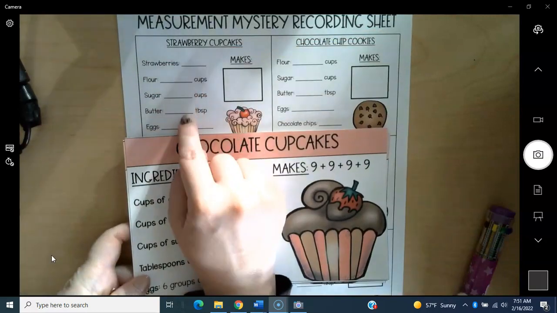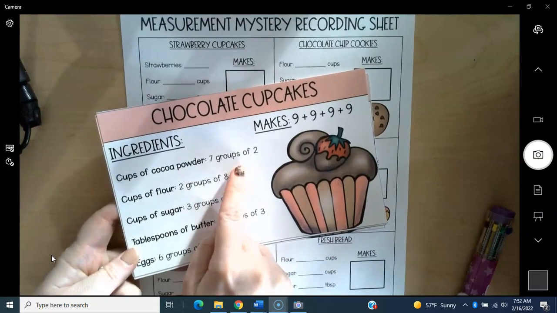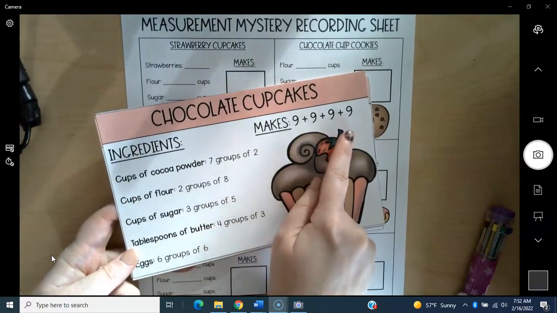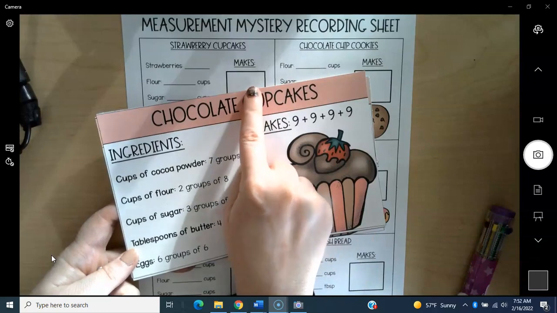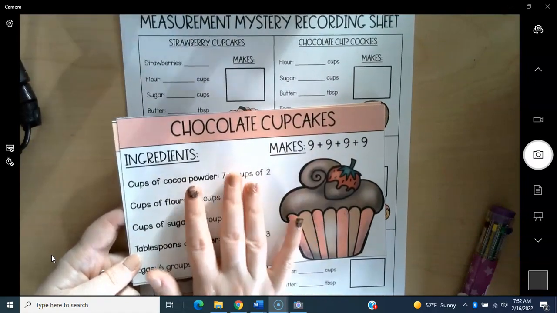They're supposed to tell you how many cups of each ingredient or how many tablespoons of each ingredient, but instead they tell you how many groups, and they have long number sentences instead of telling you how many that recipe makes. So you're going to sort out these recipe cards by figuring out what number they are talking about.